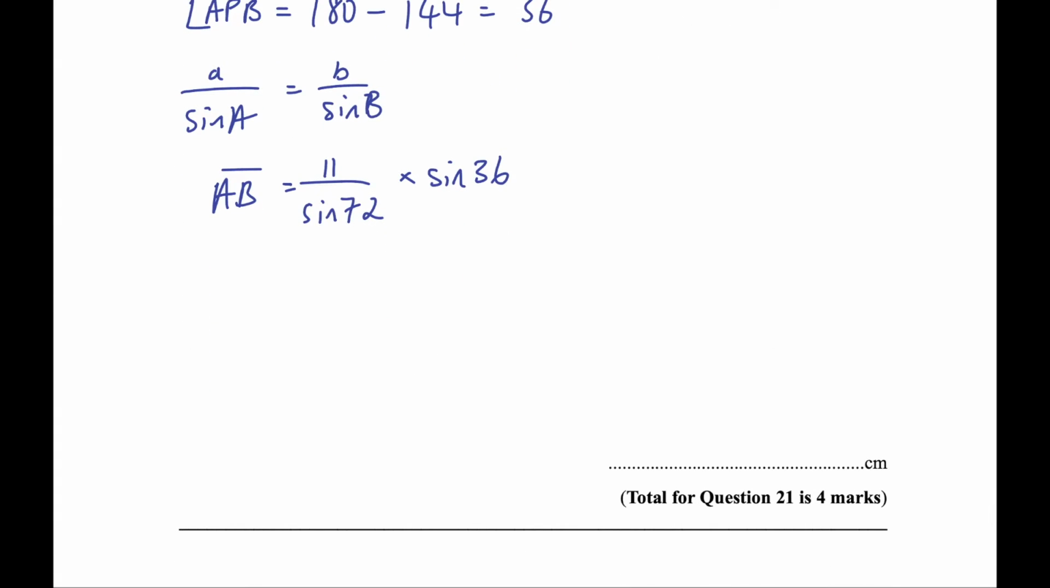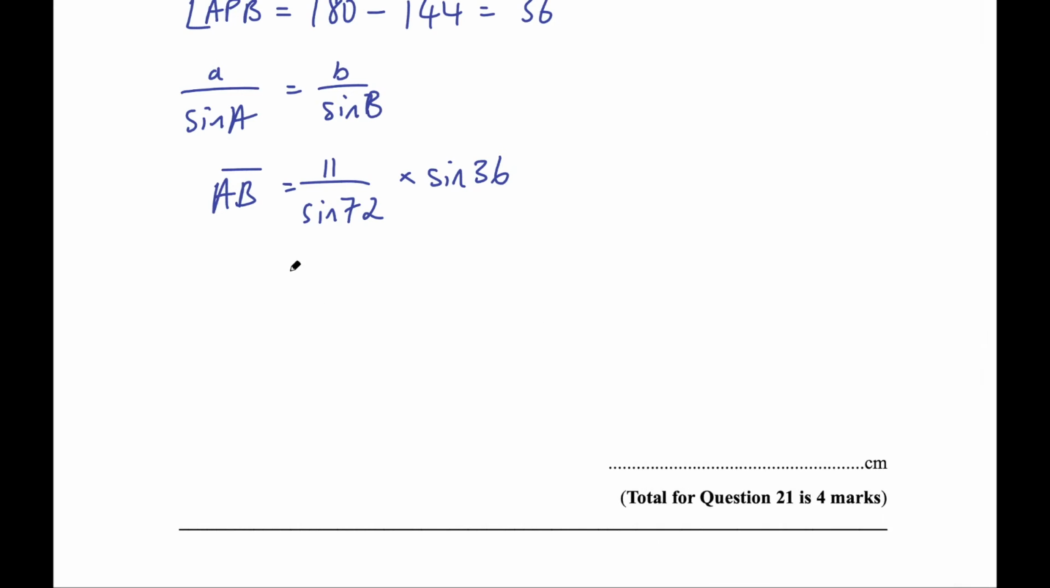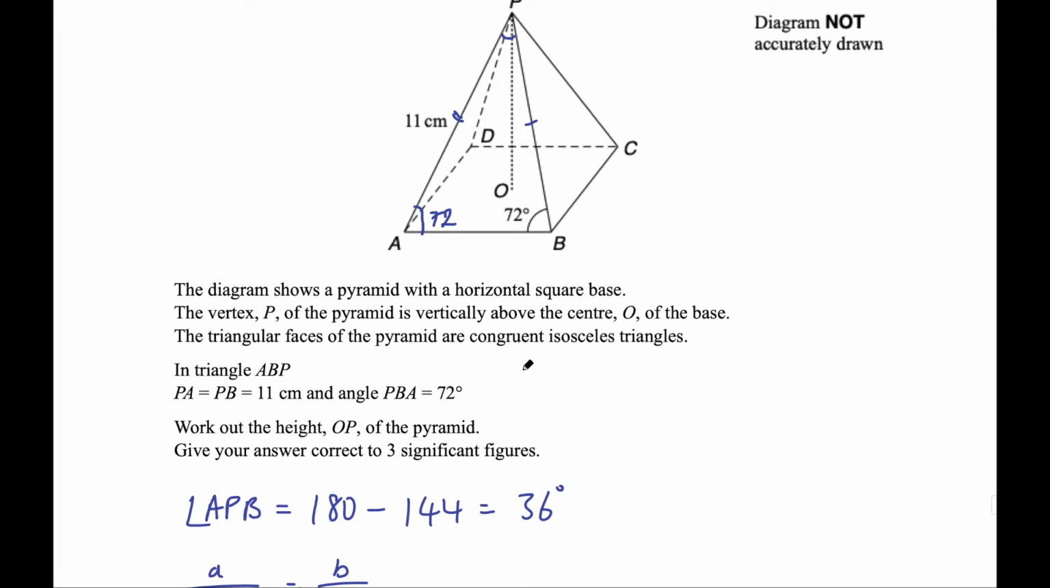So let's plug that into a calculator. 11 divided by sine 72 multiplied by sine of 36, and that equals 6.798, etc. 6.798.